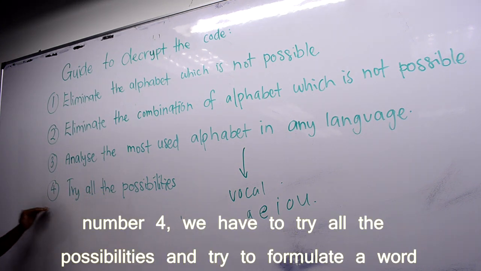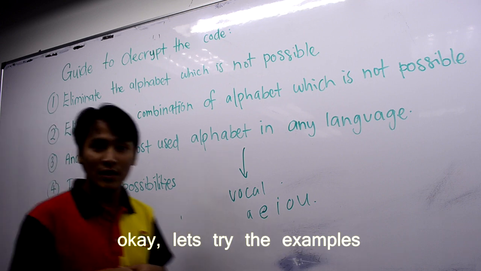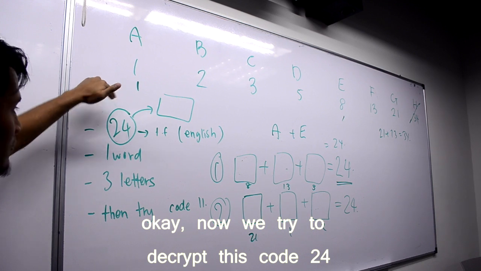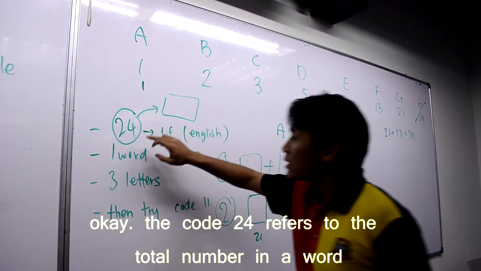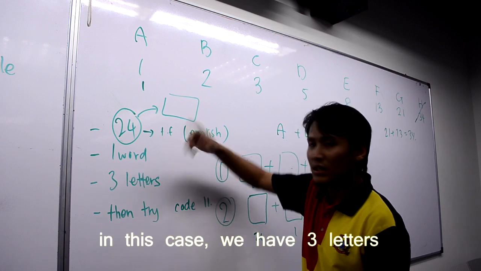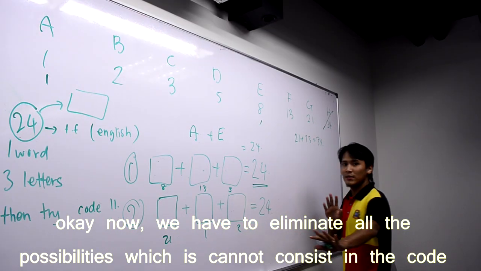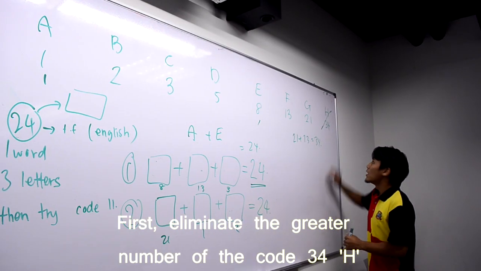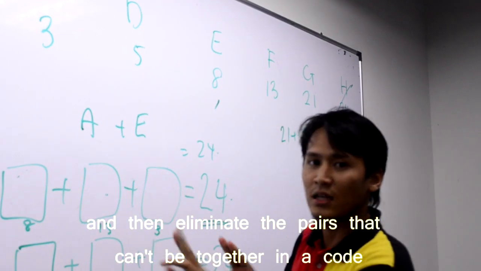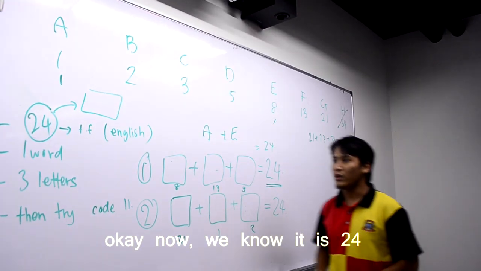For number 4, we try all the possibilities and try to formulate a word. Okay, let's try the example. Now we try to decipher the code 24. The code 24 refers to the total number in a word. In this case, we have 3 letters. Now we have to eliminate all the possibilities which cannot exist in the code. First, eliminate the numbers greater than 24, and then eliminate the pairs that cannot be together in the code. So we have to eliminate F and G. Now we know that it's 24.